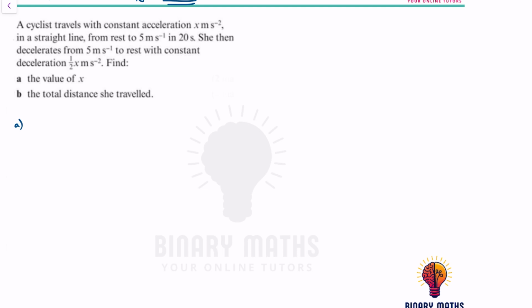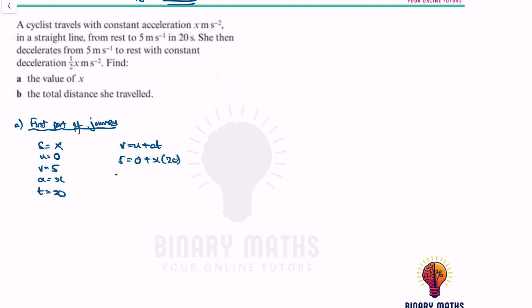Okay, so first part of journey. So SUVAT for the first part of the journey. We don't know what displacement is. We know the initial speed is rest, so it's 0. Final speed is 5. Acceleration is x. And the time it takes is 20 seconds. So we're using V equals U plus AT. So 5 is equal to 0 plus x times 20. So 20x is equal to 5. So x is equal to 5 over 20, which is equal to 0.25. Acceleration is measured in meters per second squared. So that's part A done.